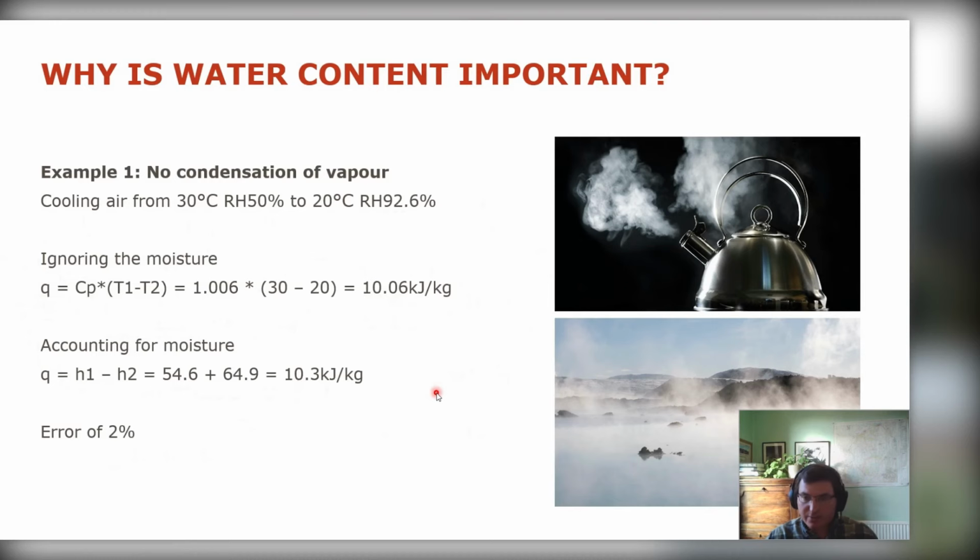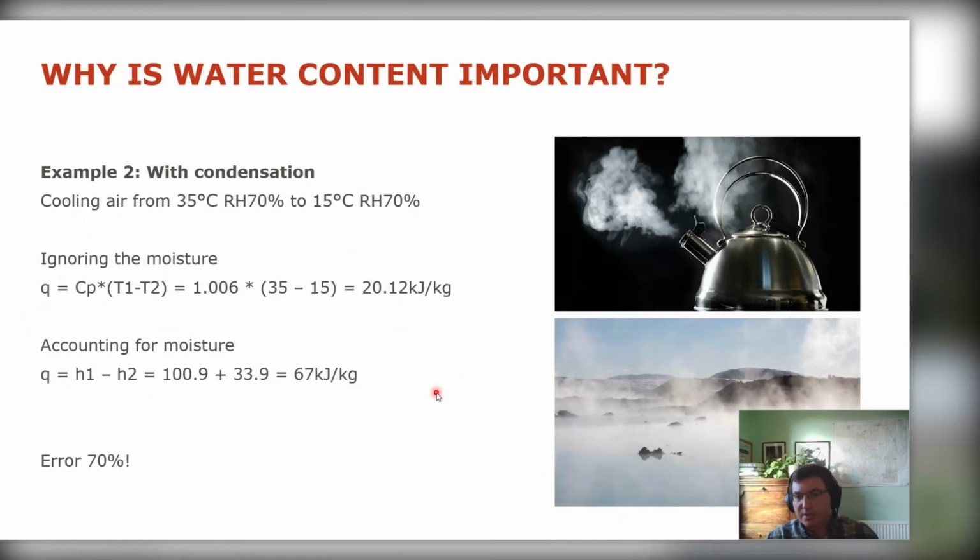Now let's look at another example. In this case, we do have condensation. We're going to be cooling air from 35 degrees and a relative humidity of 70% to 15 degrees and a relative humidity of 70%.